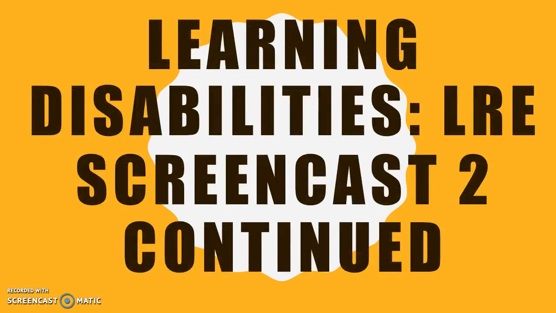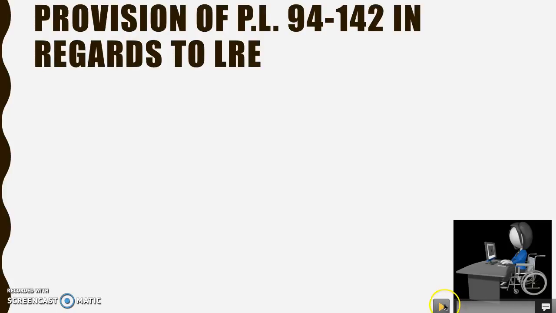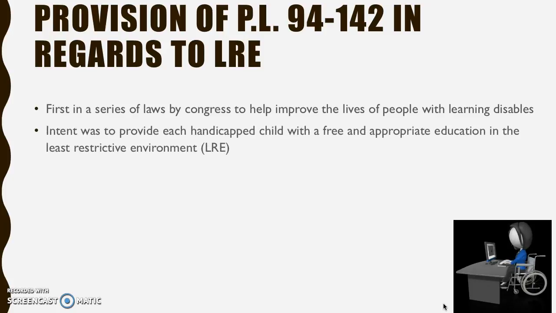The second part of the screencast is about LRE. The first thing is the provision of the PL 94-142 in regards to the least restrictive environment. It was the first of a series of laws by Congress to help improve the lives of people with learning disabilities. The intent was to provide each handicapped child with a free and appropriate education in the least restrictive environment.